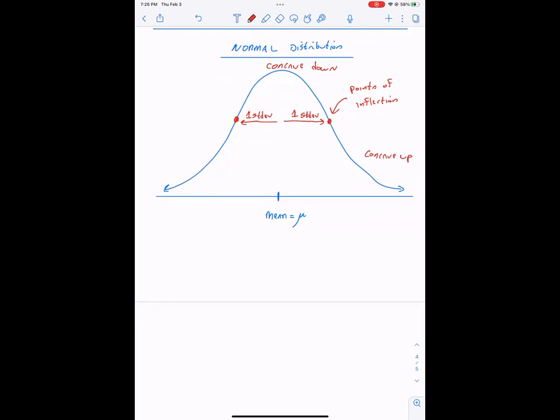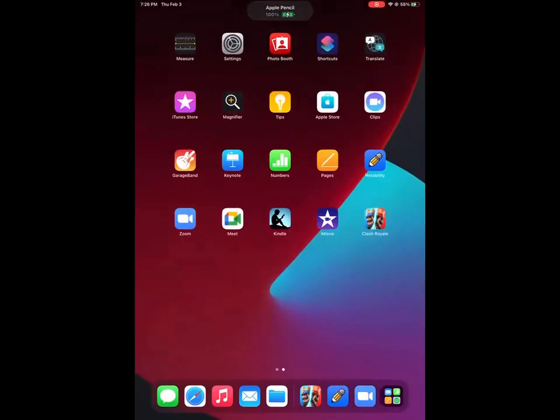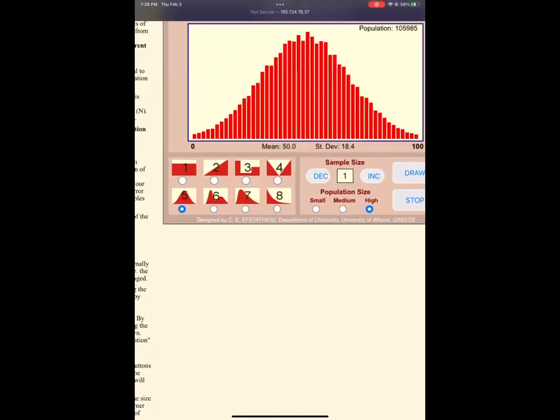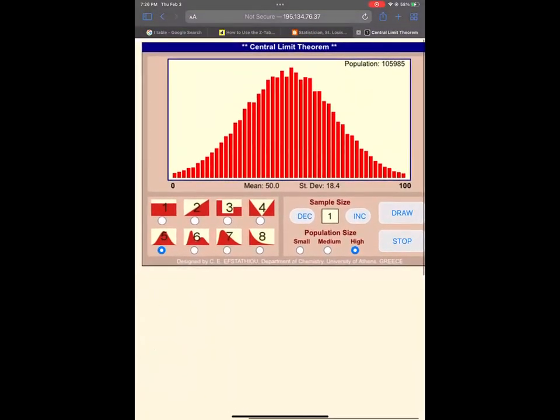In fact, let's do this. Let's go to 5 again, and let's draw a normal distribution. Because it's 0 to 100, I expect the mean to be about 50. Let's see what the mean is when it's done. Hey, look at that, 50. And what is the standard deviation as given in the picture? 18.4. That's how much you add or subtract.